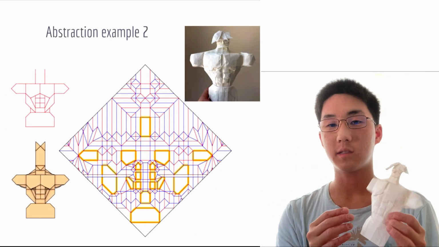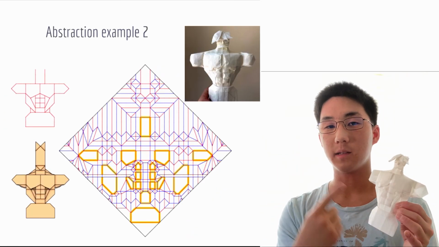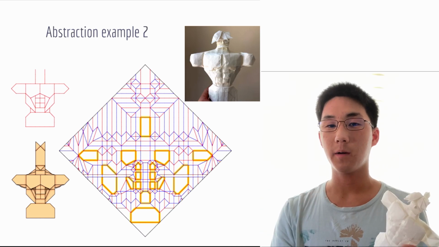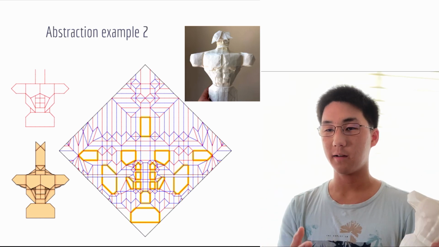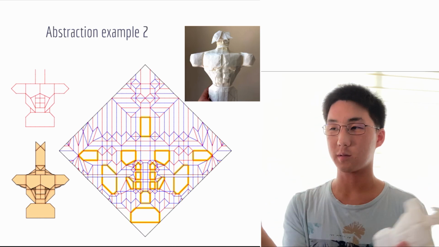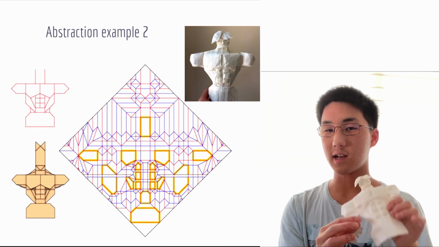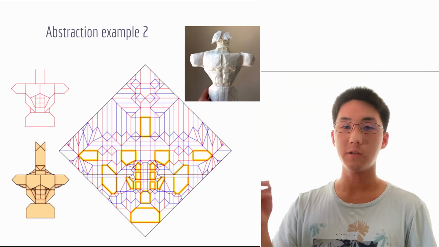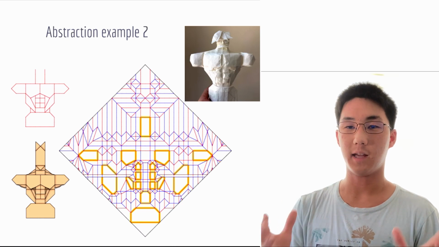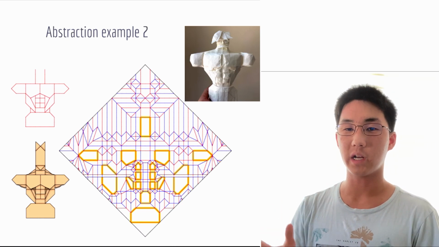Okay, let's talk about this guy's abstraction, another example. I don't have a subject photo. I looked up some fantasy art on Google Images because this is actually not super realistic. But you do see the line drawing in the top left, and that was the abstraction that I used before I drew the crease pattern.